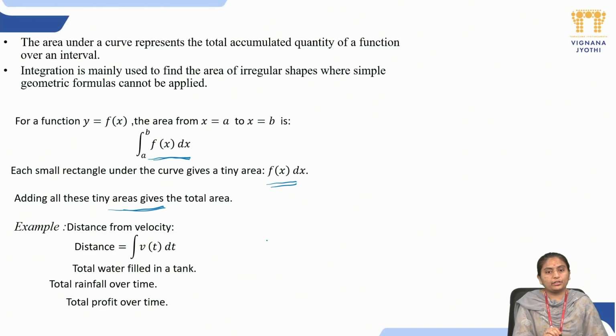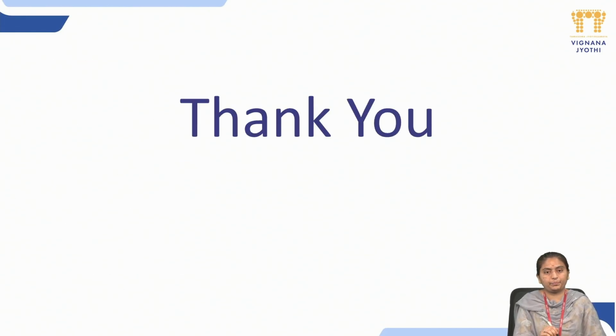So from an example point of view, the integration concept could be useful for finding distance from velocity. If you want to calculate distance, it is the integral of the velocity v of t dt. And one more example: total water filled in a tank, total rainfall over a time, total profit over time. These are the examples. Thank you.